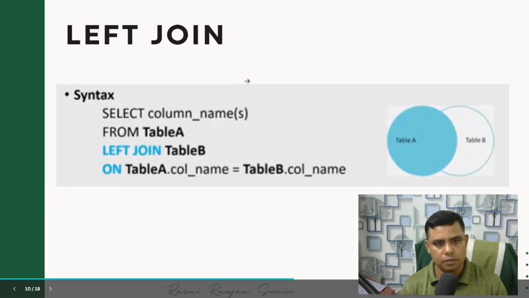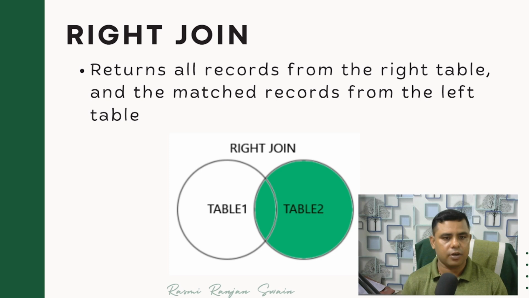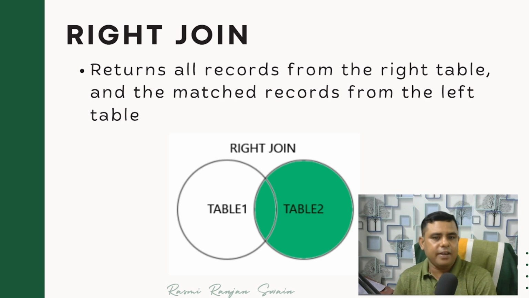So now we'll move to the right join. The right join returns all the records from the right table and the matching records from the left table.